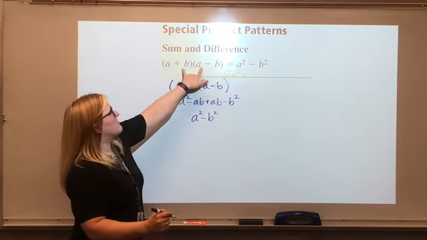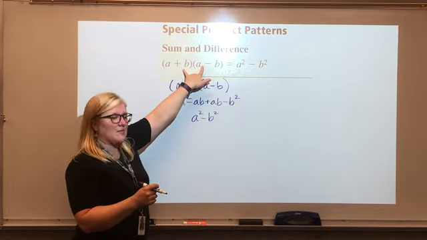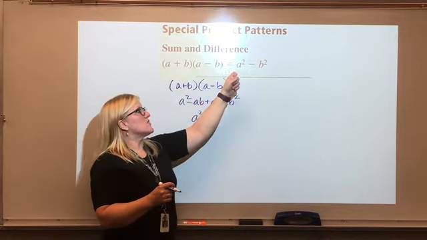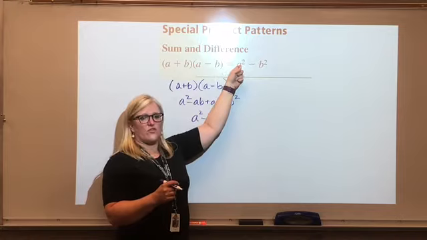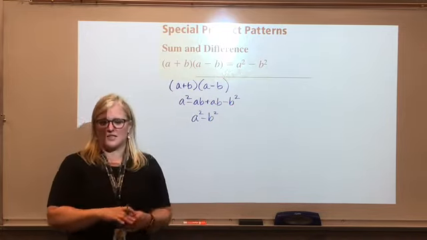So if you have two binomials that are exactly the same, except the sign is different, then you can square the first one. It's the square of the first one minus the square of the second one. And it is really, really nice.